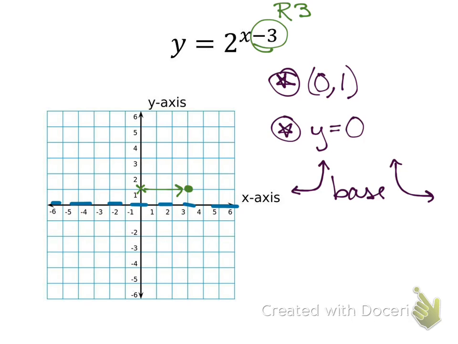The base here is 2 again. So because it's bigger than 1, we're going to grow again. You're close to the asymptote. You go through the old y-intercept and you grow.